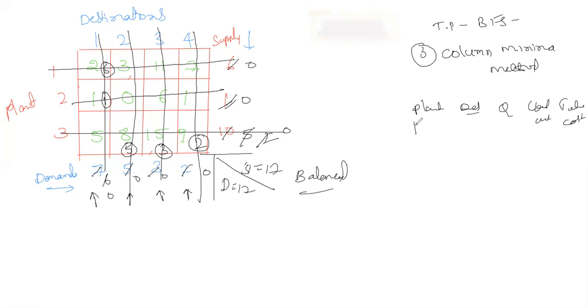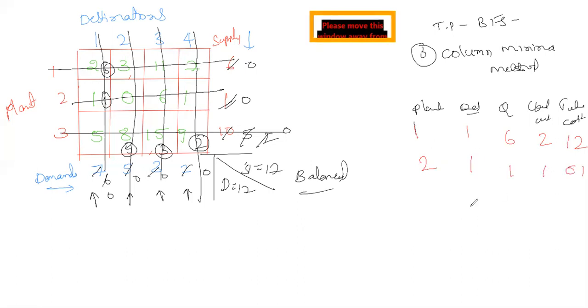Now, from the first plant to the first destination, quantity is 6, cost is 2, that is 12 rupees. And next is the second plant. We don't have any allocation here. So next, second plant, first destination, 1 and 1. Here both are 1, value will be 1. Next is 3 comma 2. 3 comma 2, 5 units, 8 rupees cost, it will be 40.